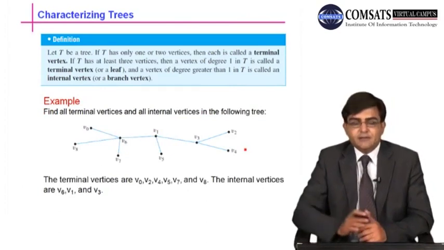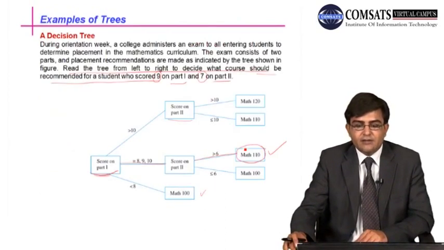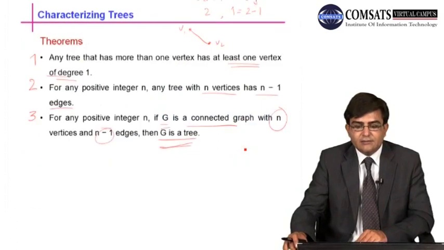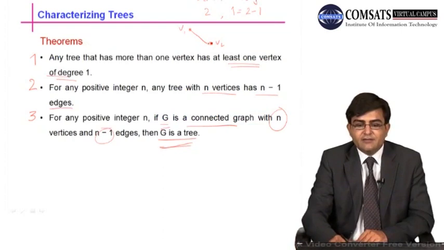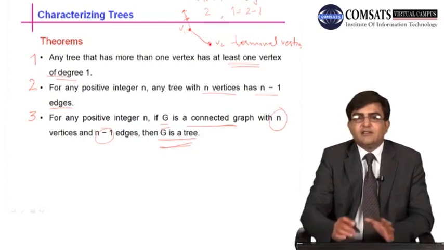Now let T be a tree. If T has only one or two vertices, then each is called a terminal vertex. For example, here, as we have supposed that this tree has one or two vertices, both of these are basically terminal vertices. This is also terminal, this is also terminal, because there is no edge further connected with V1, so it's a terminal, it's finishing.